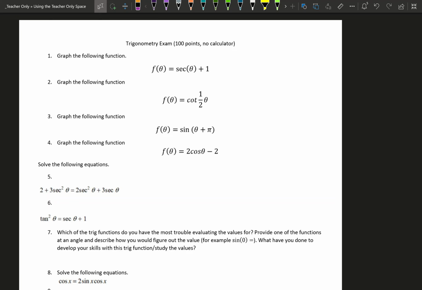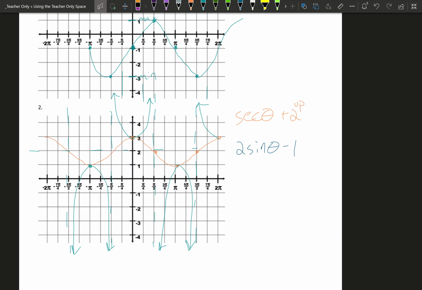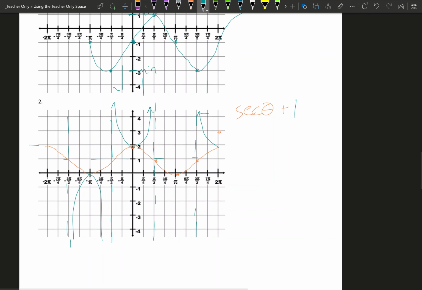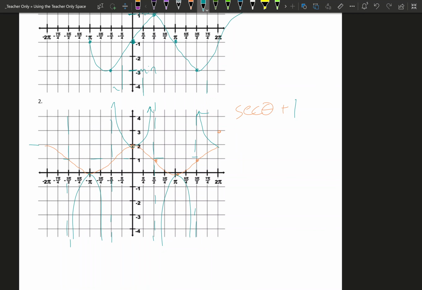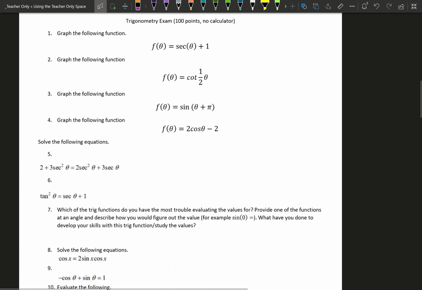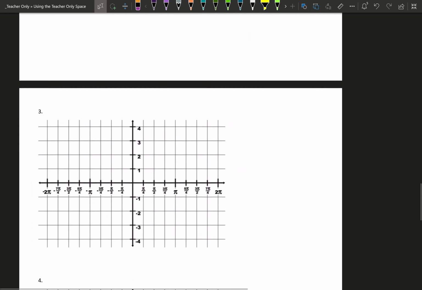So secant of theta plus 1. We're going to take just the normal secant like we did here, and it would just be up 1 instead of up 2. So it would look like this. Okay, well, these parabolas did not shift when I shifted everything else, but the maximums for these parabolas would be on the x-axis. Our next graph is cotangent of 1/2 theta. So we've got, let's do a new graph.